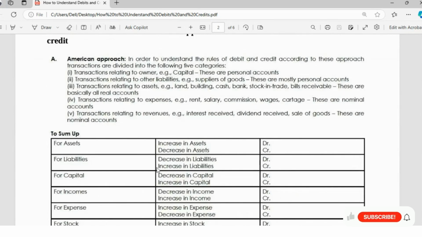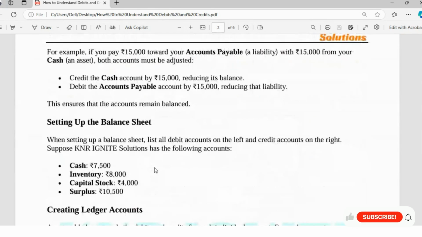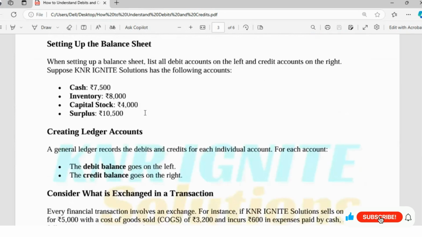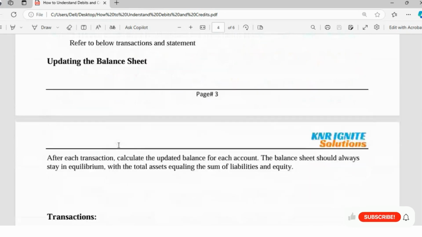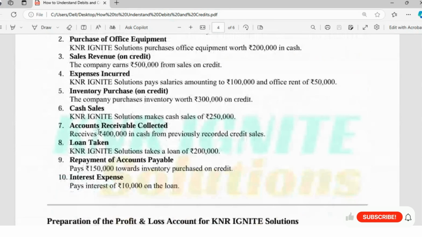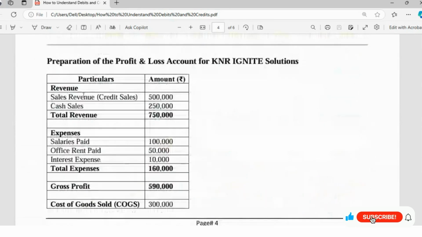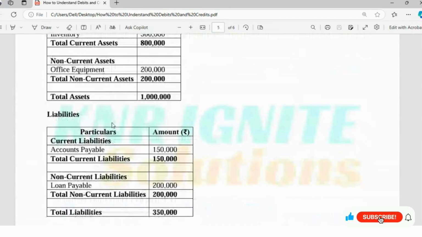That's how we follow either the American approach or the British approach for preparing journal entries. So when you get this clarity by looking into more examples, whatever I have done here, that will help you to understand how exactly debit and credit is treated. So here I made some more transactions and prepared a profit and loss account and a balance sheet for you to understand in a better manner.